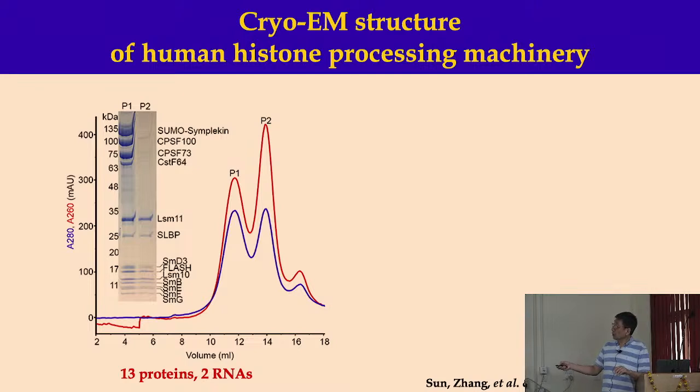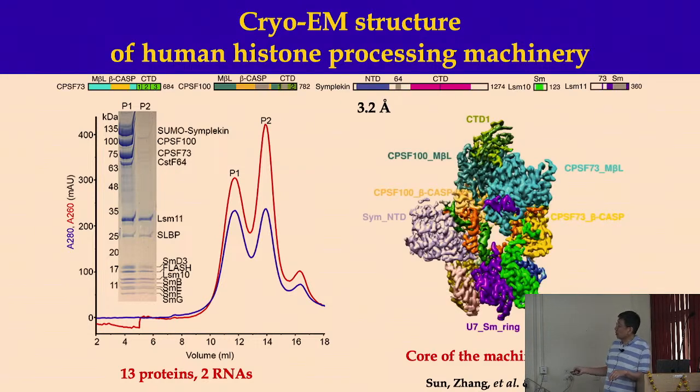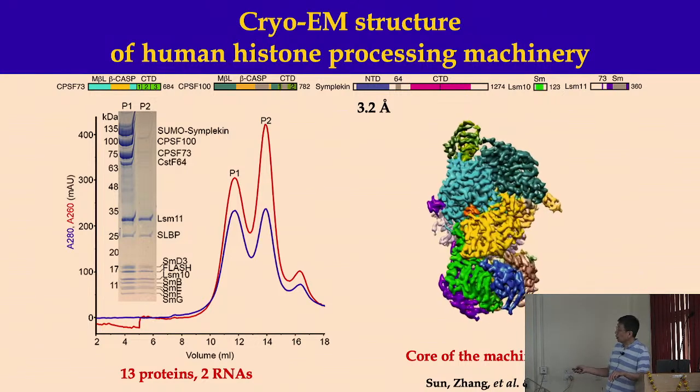And then the 260 is red. It's higher than 280, which means there's nucleic acid there. That's because there are 2 RNAs bound to the machinery. So this is a sample that we purified and put on the EM grid and froze down. That led to a structure of the overall core of the enzyme, published 5 years ago at 3.2 angstrom resolution. So here, down here, is the U7 ring.